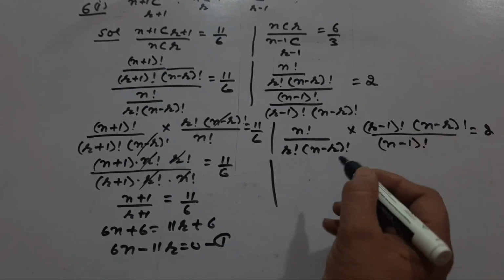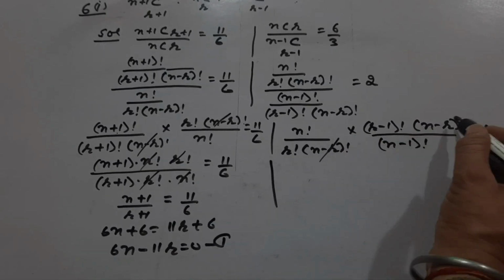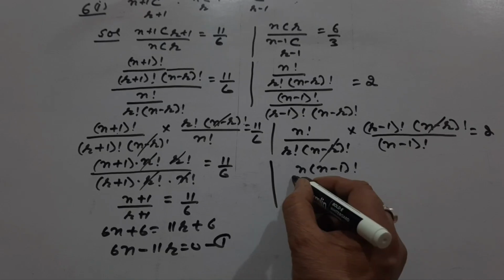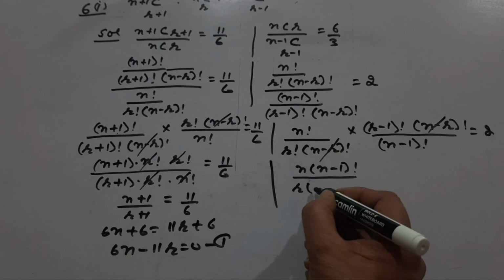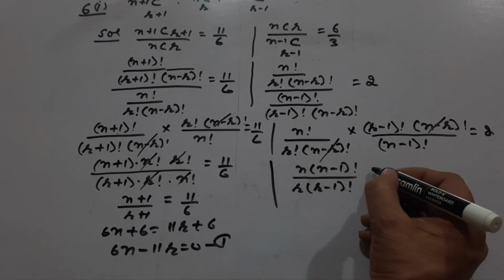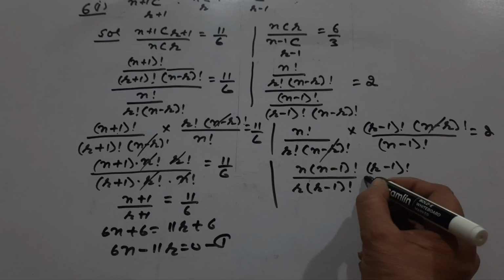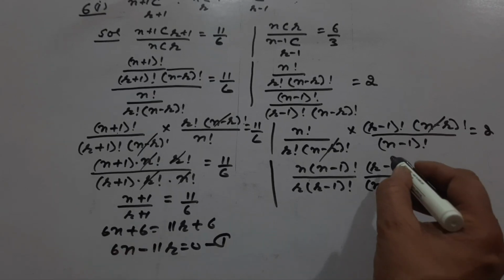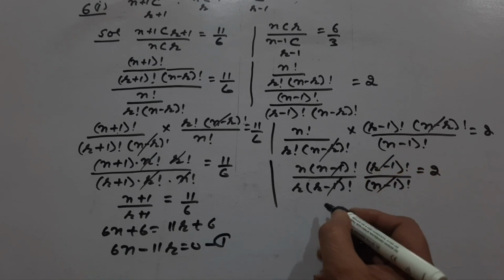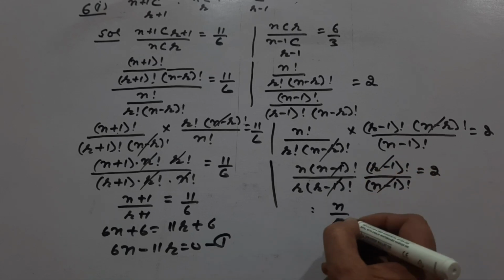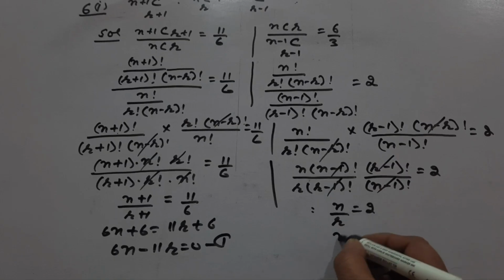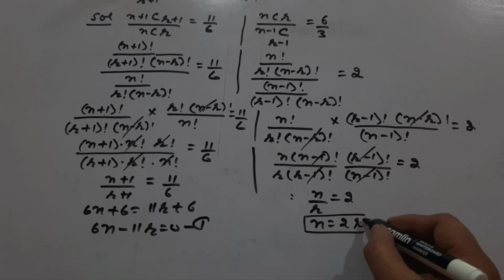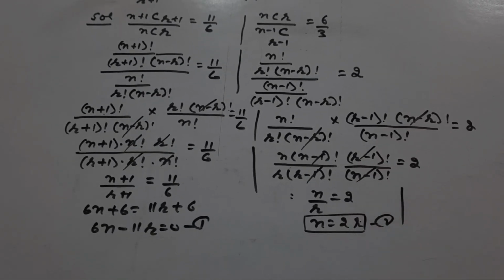Now cancelling n minus r with n minus r, now we can write n factorial as n into n minus 1 factorial, and writing r factorial as r into r minus 1 factorial, like this. Equal to 2, this will cancel and this will cancel, so we can write n upon r equal to 2, or we get n equals 2r. Now students, we have two equations. This is number 2. Now solving 1 and 2.